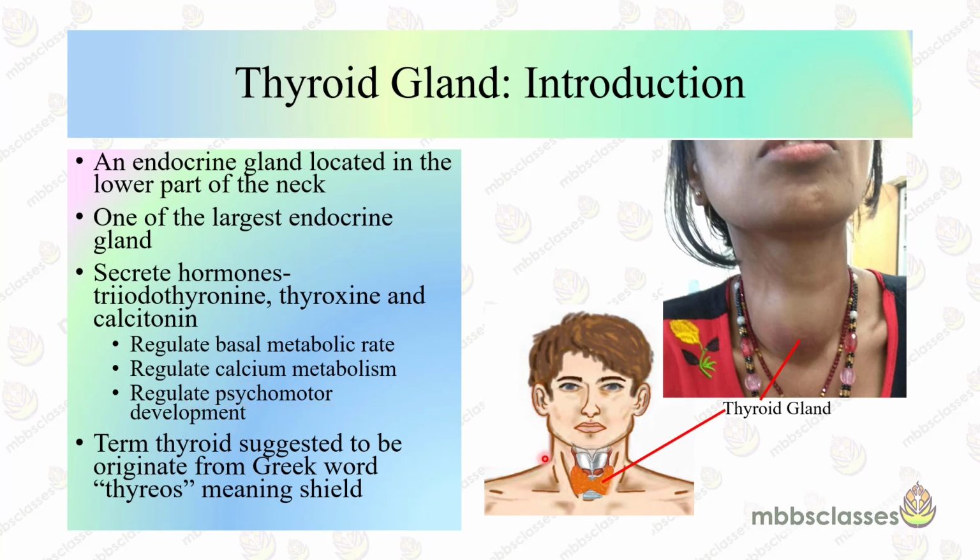It also regulates the calcium metabolism along with the parathyroid hormone, and it also regulates the psychomotor development of a human being. And if you see the origin of the word thyroid, it has been suggested that the thyroid has its origin from the Greek word thyreos, that means shield, the shield that is used by the army. And most likely, thyroid gland got its name from the thyroid cartilage, which appears as a shield to protect the deeper structure of the neck.